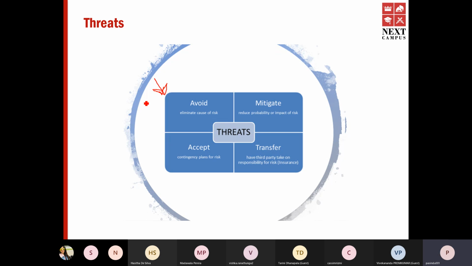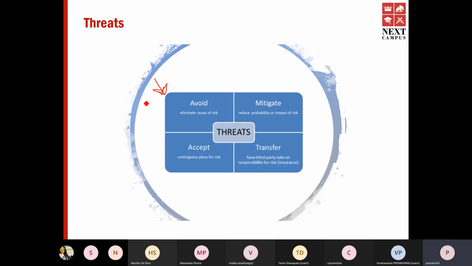Now, what is transferring the risk? Hasita, what you said is transferring of that risk. By having an insurance, you don't reduce the impact, you don't reduce the probability of having an accident. But when it happens, you would not pay for it. The insurance company will pay for it. So you are transferring the risk at a cost.